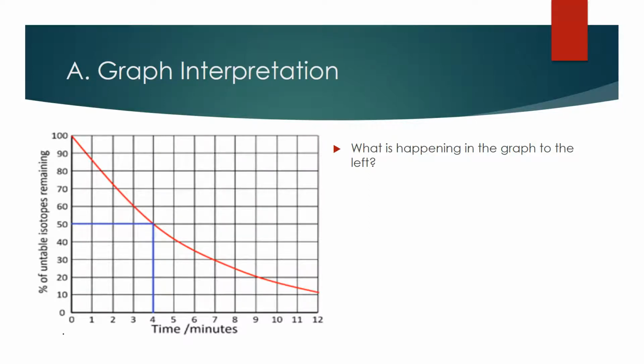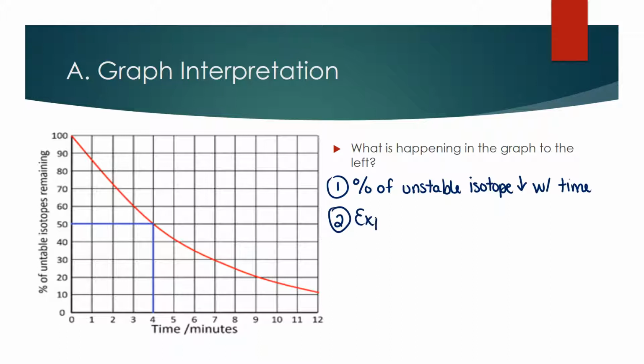So that's one thing we can state about this graph: the percent of unstable isotope is decreasing with time. And you may recognize this from math. This is showing exponential decay. And another thing we can establish is half-life.